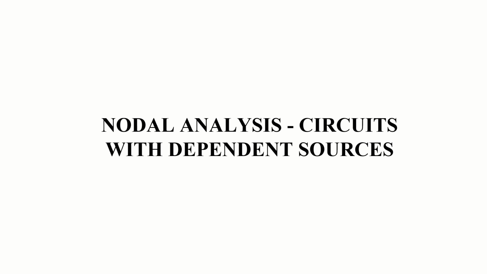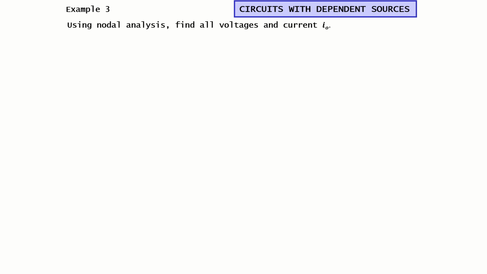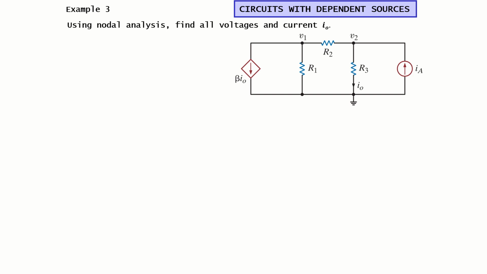Welcome back to the Nodal Analysis series. So now we will look at the circuit with the dependent sources. The first example is a circuit with a dependent current source.